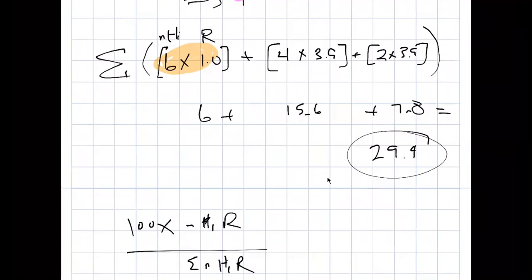So if I want to do the primary, I'm going to do 100 times 6 over 29.4. Is that right? Because I've already calculated the NHI times R for the primary. It's 6 times 1. 6 is the NH part, the R reactivity factor is 1. Is that right?